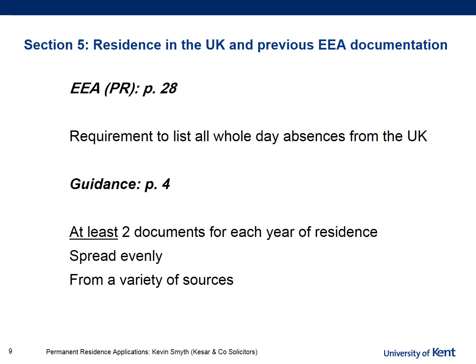The documents should be spread evenly throughout the year, and they should come from a variety of sources. Bank statements, utility bills, telephone bills are all examples of the kind of evidence the Home Office will expect to see. Further examples can be found in the guidance.